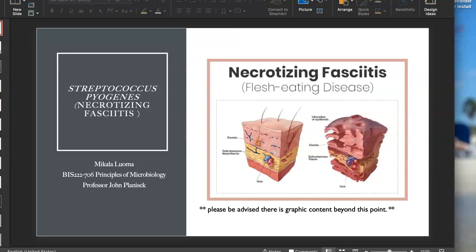Streptococcus pyogenes, also known as necrotizing fasciitis, a flesh-eating disease. Please be advised, there is graphic content beyond this point.